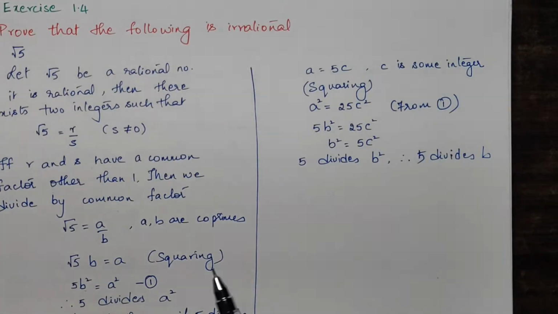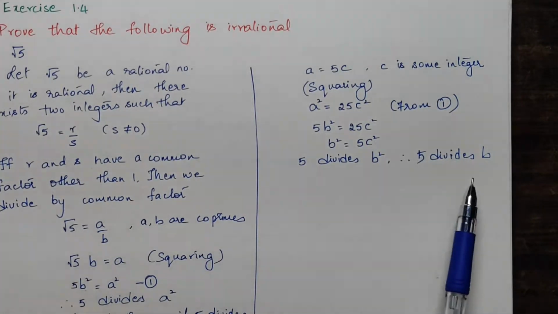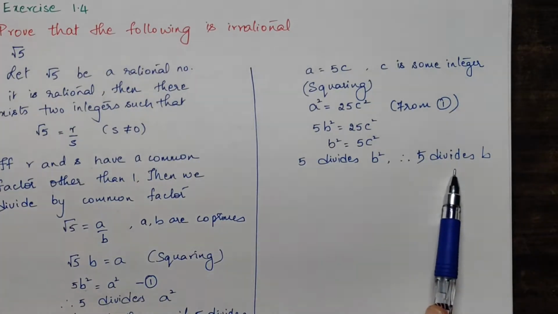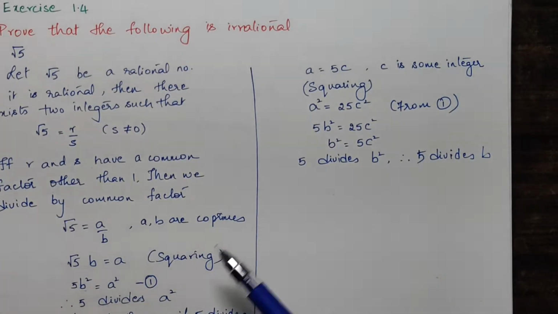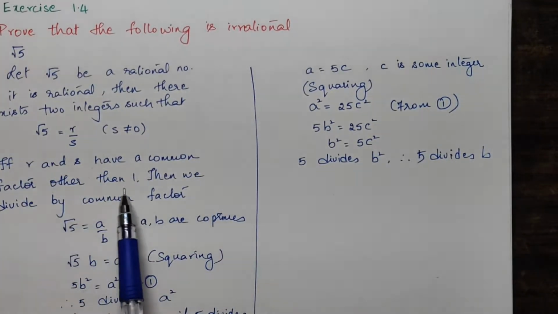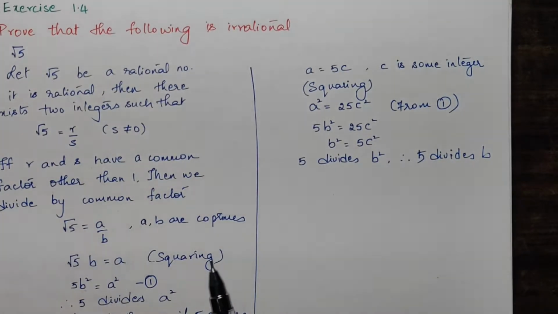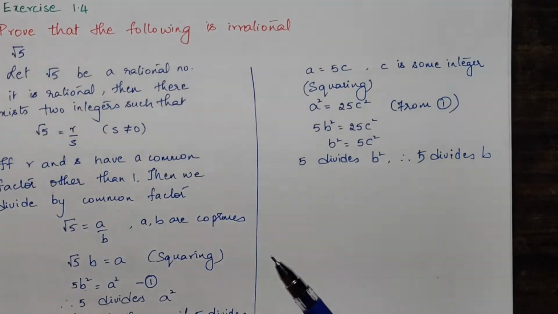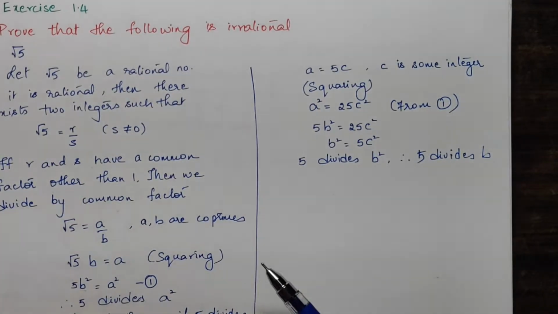But here you can see that 5 divides a square and 5 divides a, and 5 divides b square, and therefore 5 divides b. So you can observe that the common factor between a and b here is 5. But we've already assumed that a and b are co-primes. Here we have a contradiction. Since this is a contradiction, we can simply say that root 5 is an irrational number.